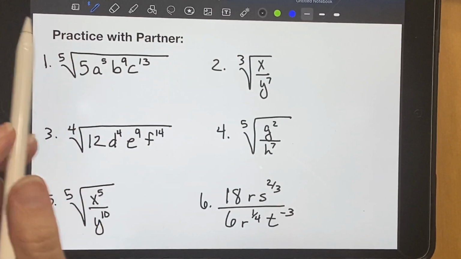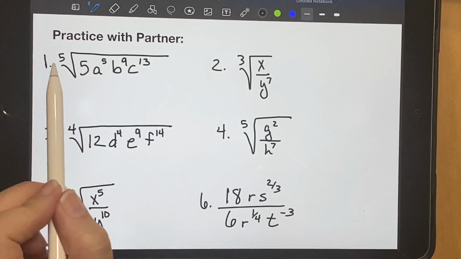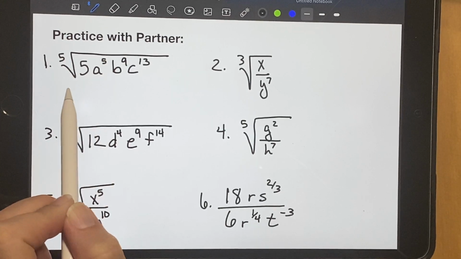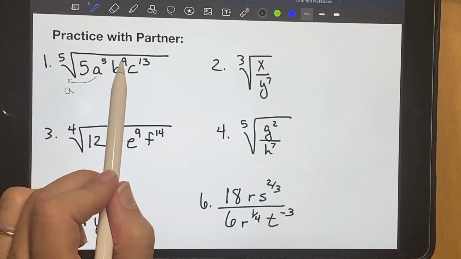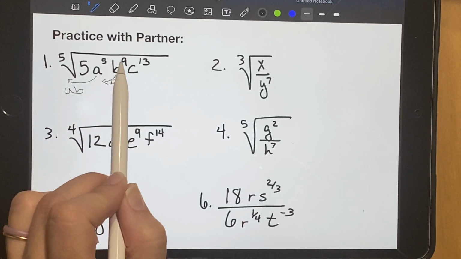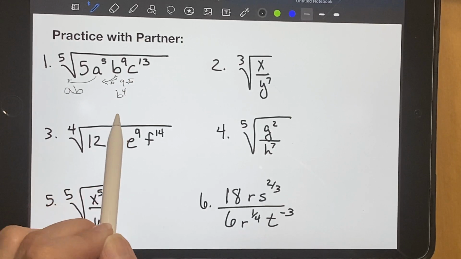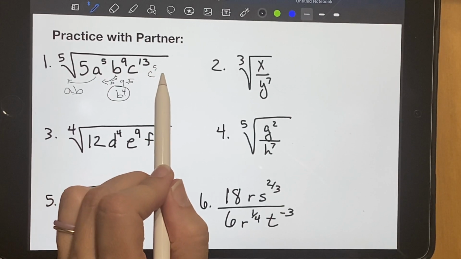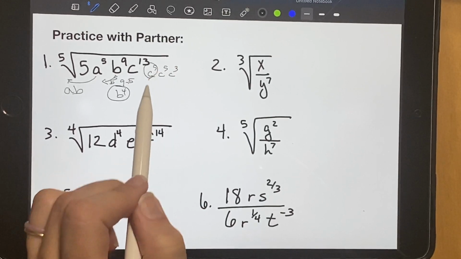So for these, we could break each section up, or you could look and say, which ones can I pull out? So I need 5. I have 5 of my A, so my A in this case is going to pull out. I need 5. I have more than 5 of my B, so I can take out 5 of the B. It comes out, and it leaves me with 4. So I'm going to have 9 minus 5, so I'm going to have 4 B's left over inside. In this case, I've got 13 C's, which would be C to the 5th, C to the 5th, 5, 10, 13. So I could take out one of them.